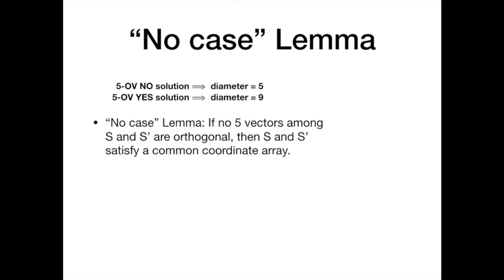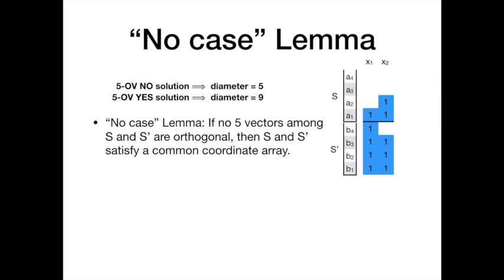So the no case lemma says that if you've got 2 stacks S and S prime like so, and no 5 vectors among them are orthogonal, which is always going to be true in the no case, then they satisfy a common coordinate array. So I'll prove this by picture. Any 5 vectors always has a coordinate where they're all 1, so we can take x1 to be the ones where these are 1, x2 to be the ones where these are 1, and so on. And voila, you've got a common coordinate array satisfied by S and S prime.